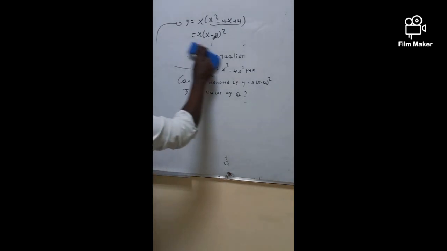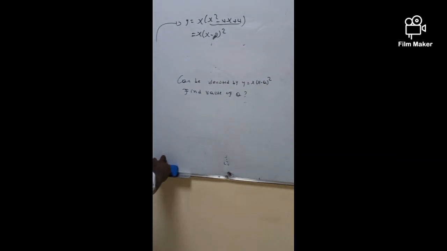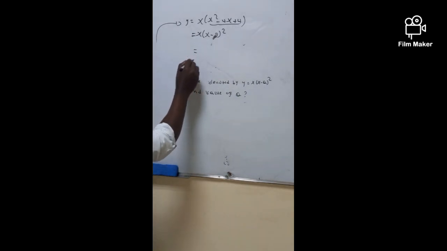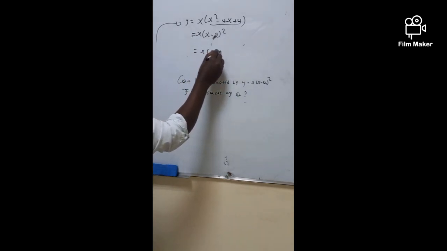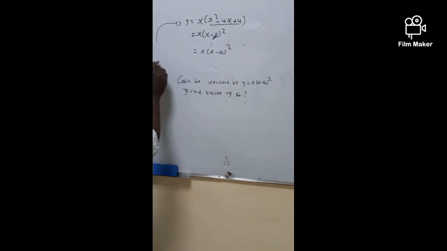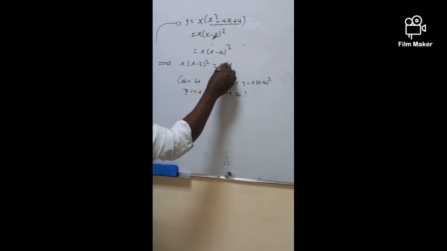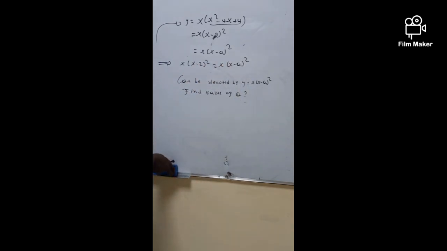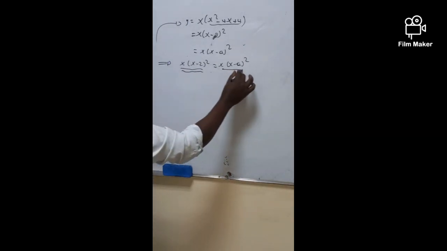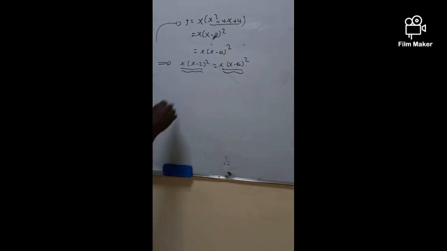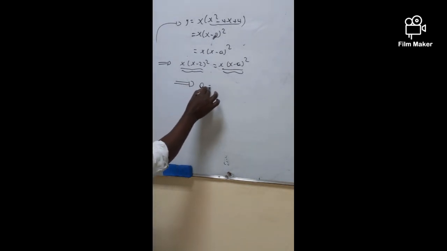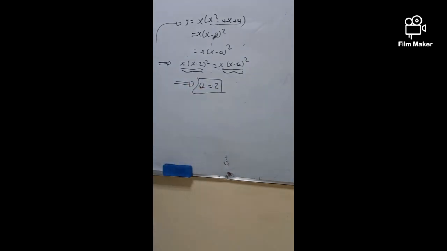So now the two expressions are the same. That means this expression is exactly the same as x into x minus a the whole square. That implies x into x minus 2 the whole square will be x into x minus a the whole square. These two algebraic expressions will be the same if the corresponding values are always the same. So this implies that a is 2. This is the way we find the value of a, and this is how we determine the values of this problem.